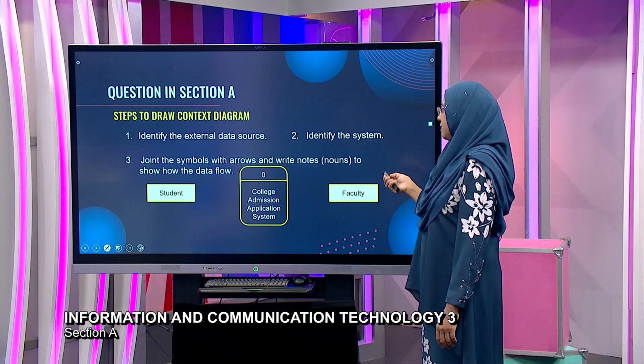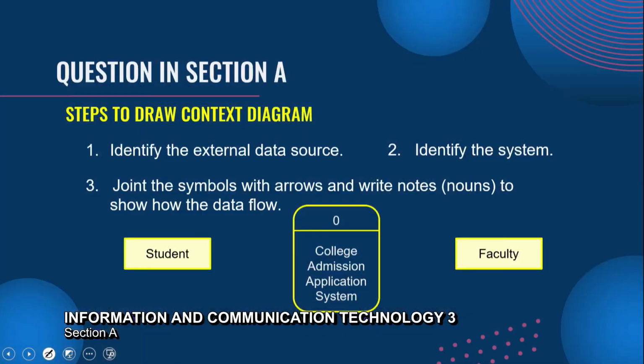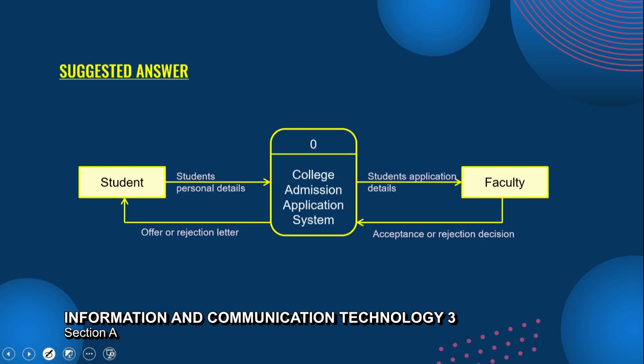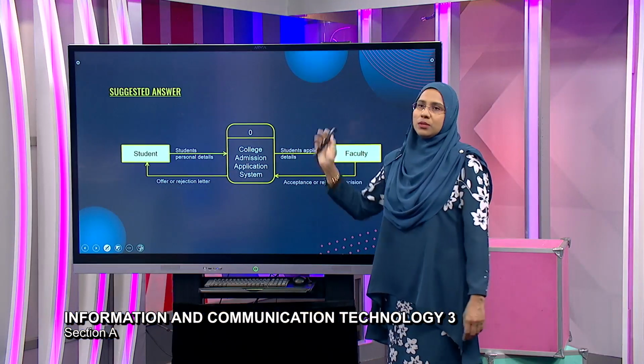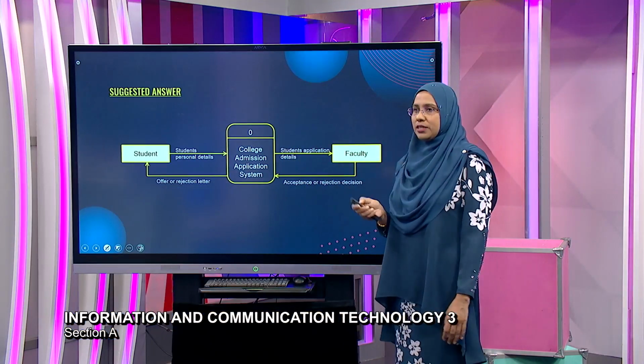Next, just join the symbols with arrows and write notes. Make sure your notes are nouns. Don't write verbs. They must be nouns to show how data flows. So this is the suggested answer. I transformed what was given in sentences into this drawing, the context diagram. The student sends personal detail to the system, then the system processes it and sends the application detail to the faculty. The faculty does the selection and sends it back to the system, and then the system produces a letter and sends it to the student. This is how we draw a context diagram.